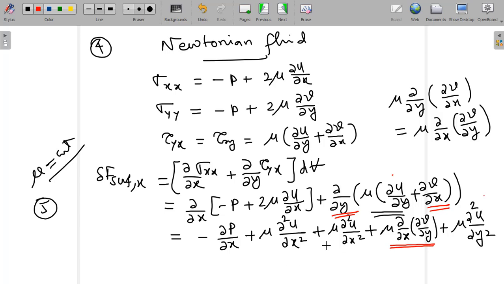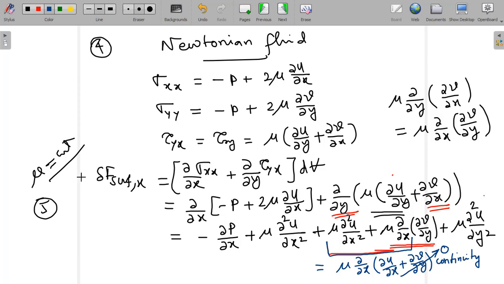Okay, so if you now club these two terms, you just take mu del del x common. What will be there is del u del x plus del v del y. Okay, and if you take these two terms with mu del del x common, this part is definitely equal to 0 from the continuity equation.